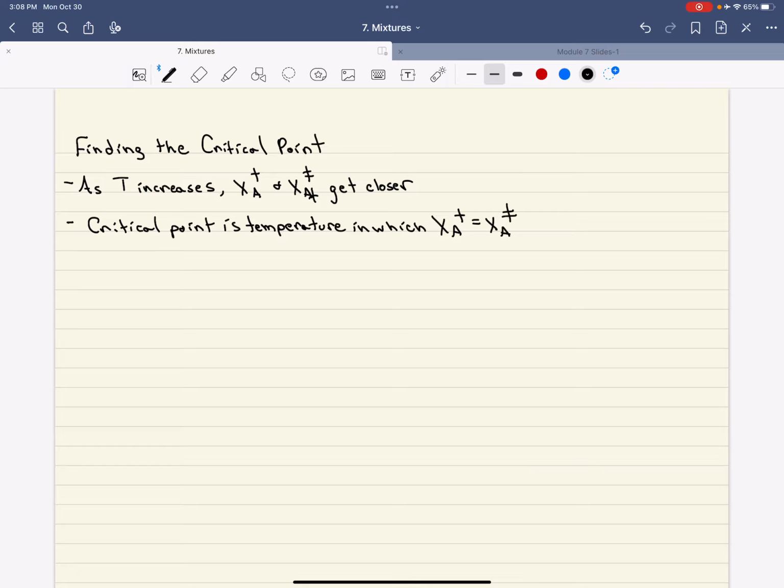That condition occurs not at the first derivative or second derivative, but instead at your third derivative, when that's equal to 0. So in order to find the critical point, we need to take the third derivative of the delta G mixing. To show you an example of this, let's once again return to the regular solution theory.